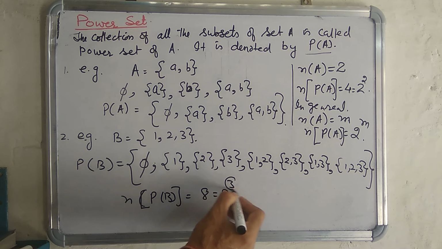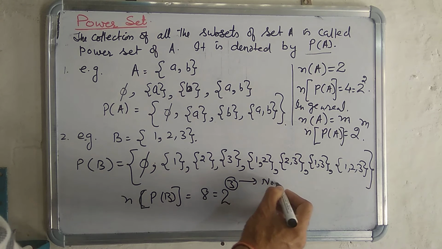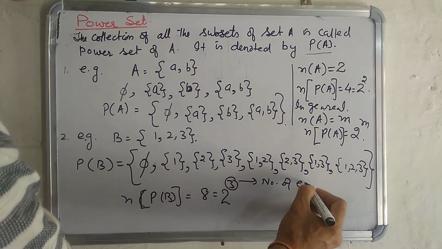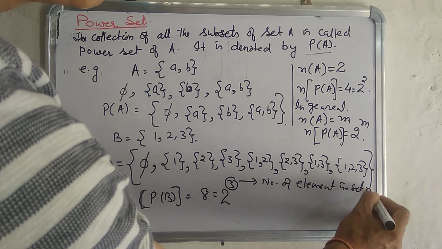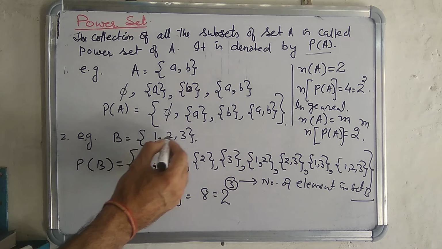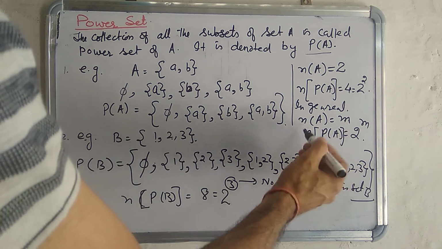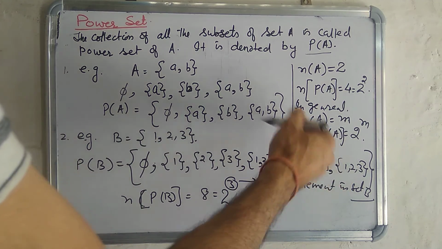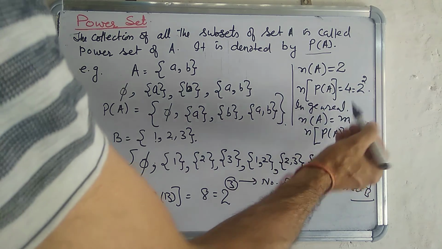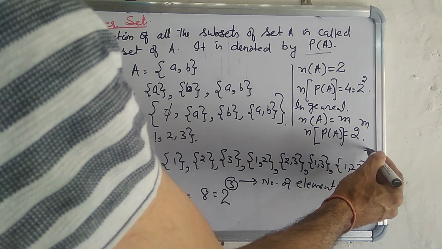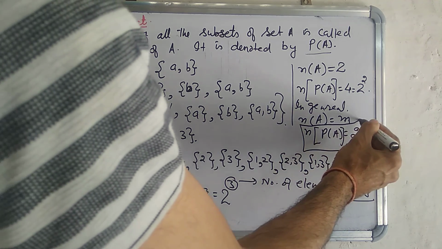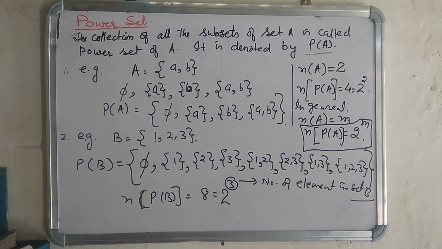And what is 3? 3 is the number of elements in set B. You can count 1, 2, 3. So this is the general formula. If a set has n elements, then the number of elements in the power set will be 2 raised to power n. So these are the 2 things which we should remember.